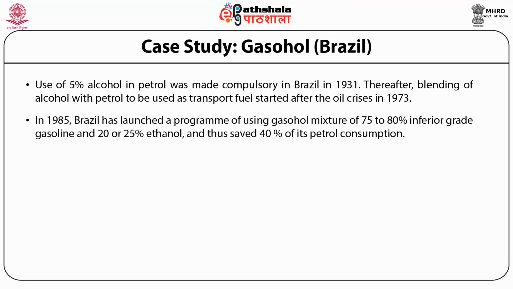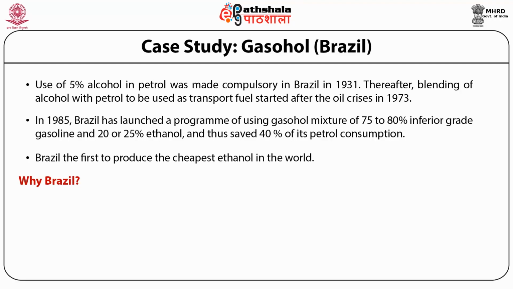In 1985, Brazil launched a program of using gasohol, a mixture of 75 to 80% inferior grade gasoline and 20 to 25% ethanol, and through this process they have saved 40% of their petrol consumption. Hence, Brazil is the first to produce the cheapest ethanol in the world. So, why have we chosen Brazil for our case study, and why is Brazil so successful in the production of ethanol?